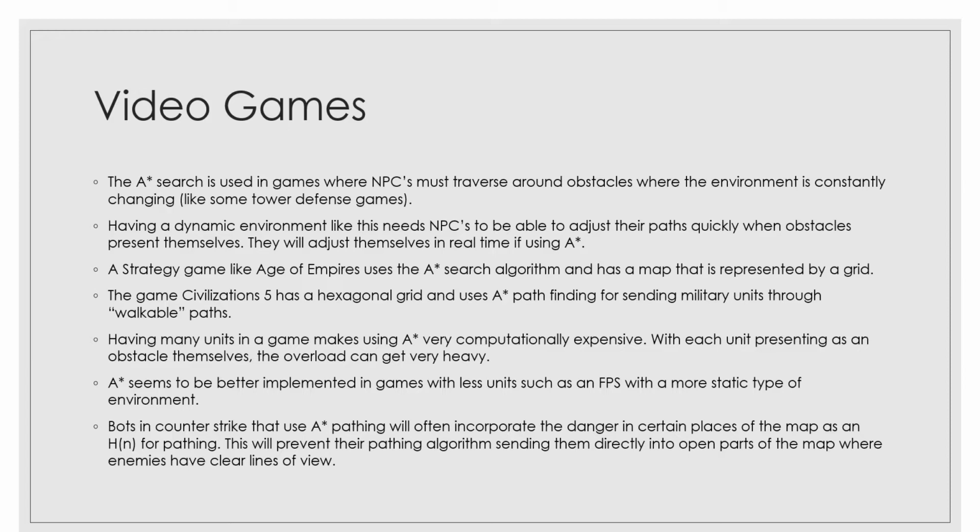And bots in Counter-Strike use A-star pathing, and often incorporate danger in certain areas of the map as part of the heuristic. You don't want the bots just running out to the middle of a map where it's open and everybody can see them, because then it wouldn't be a great bot if it just dies immediately. So for their pathing, it takes into account different variables, like where a bomb site is or where the enemies generally are, and it takes all that into account to send them on the shortest path to where they should be on the map.